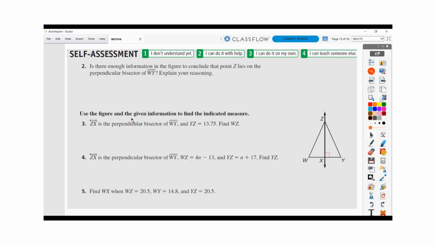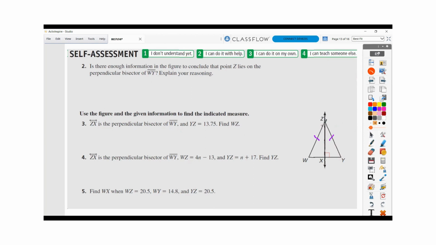Okay, so let's look at this figure. We're going to start with number 3. Okay, example 3. Line ZX, they're telling you, is the perpendicular bisector of segment WY. So they're telling us that this is the perpendicular bisector. We need to know that before we can apply this theorem. So that tells us that Z is going to be equidistant from the endpoints, okay?